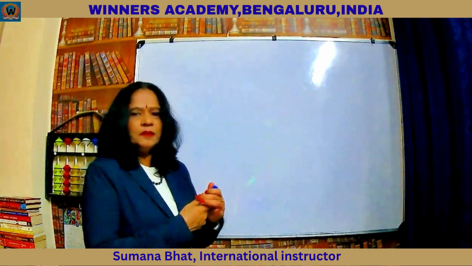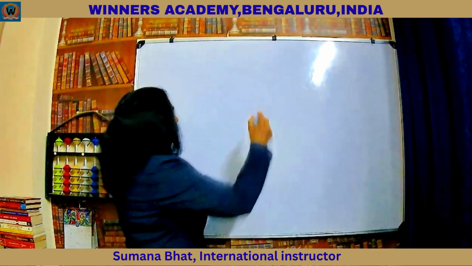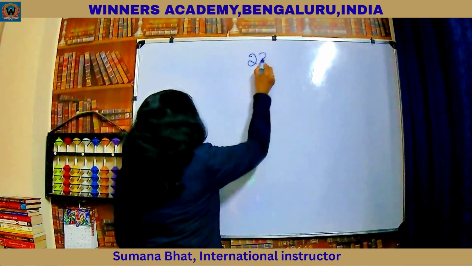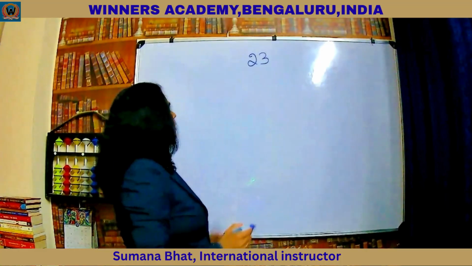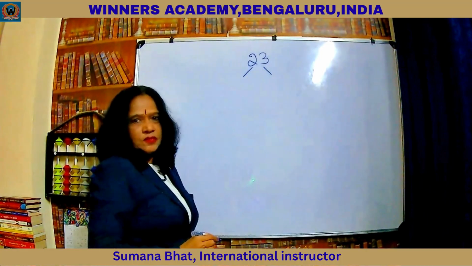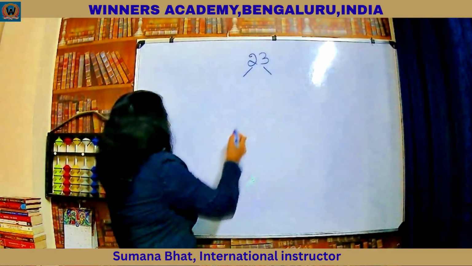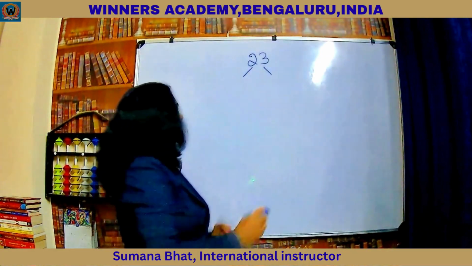Okay, first we'll write the multiplication table of 23. It has two numbers, 2 and 3. What we have to do, see, we have two numbers like this, right? First we'll write here the table of 2, okay?